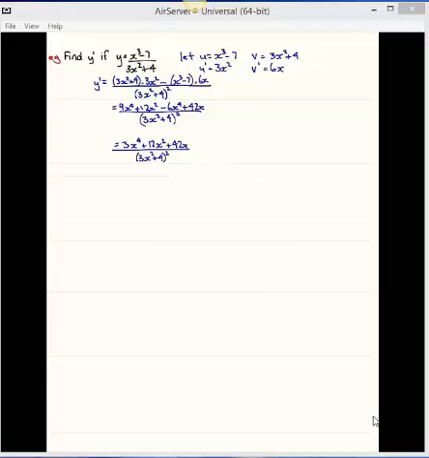Now you can factorize the top of that if you wanted to make things nice and neat. We've got a common factor of 3x, which would be outside of x cubed plus 4x plus, that's going to be 14.